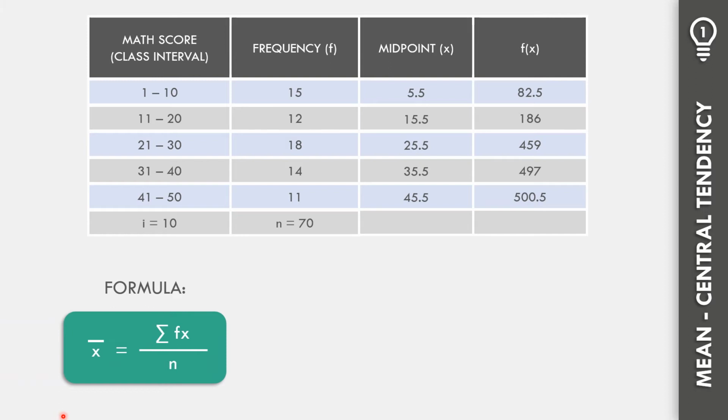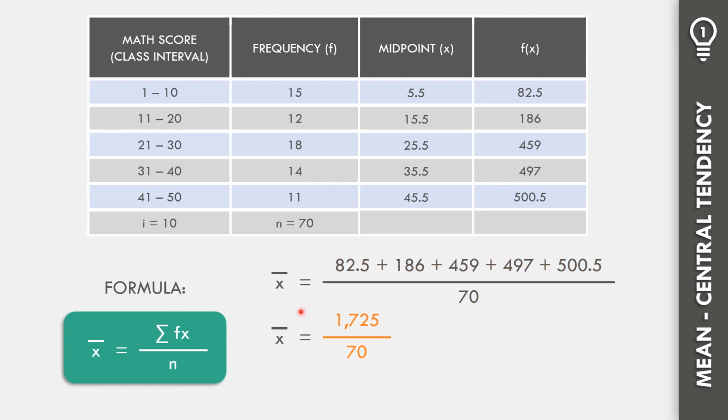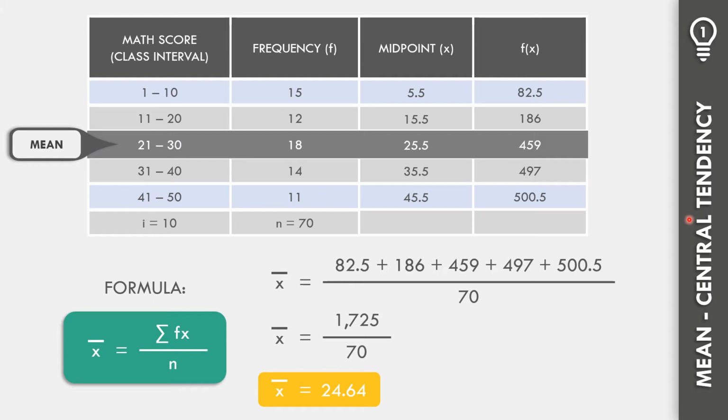So let us solve now for the mean. The formula, summation of f times x all over n. So it means we need to add all the values for the f times x. So 82.5 plus 186 plus 459 plus 497 plus 500.5 over 70. The value for the numerator is 1,725 divided by 70. If we divide it, the mean is equal to 24.64. So as you can see, the mean 24.64 is between the 21 to 30 class interval.